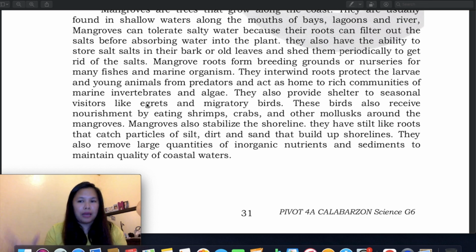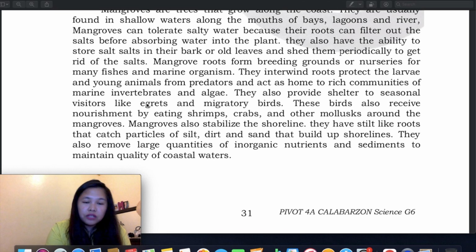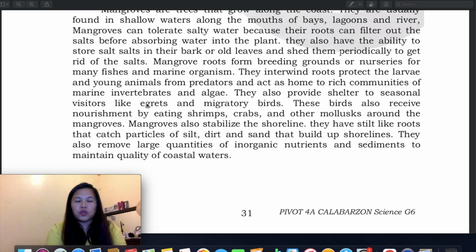So, for fishes and marine organisms, the intertwined roots protect the larvae and young animals from predators and act as home to rich communities of marine invertebrates and larvae. Kasi marami kasi mga doon, mga microorganisms na kinakain din ng mga young organism. So, they also provide shelter to seasonal visitors like egrets and migratory birds.